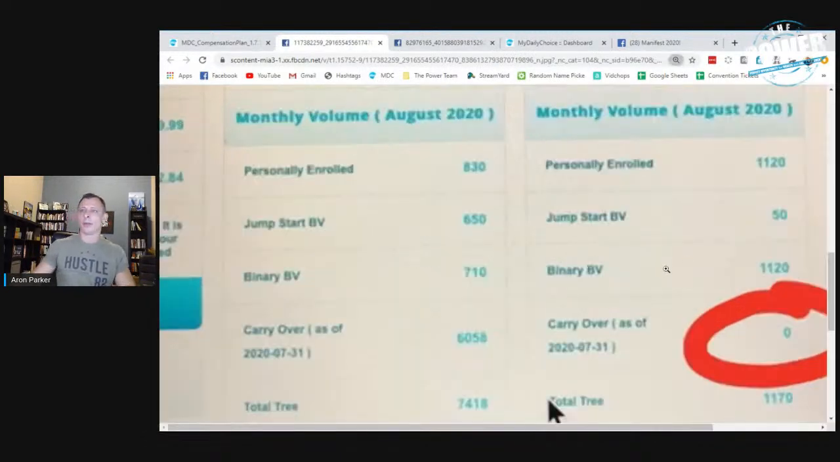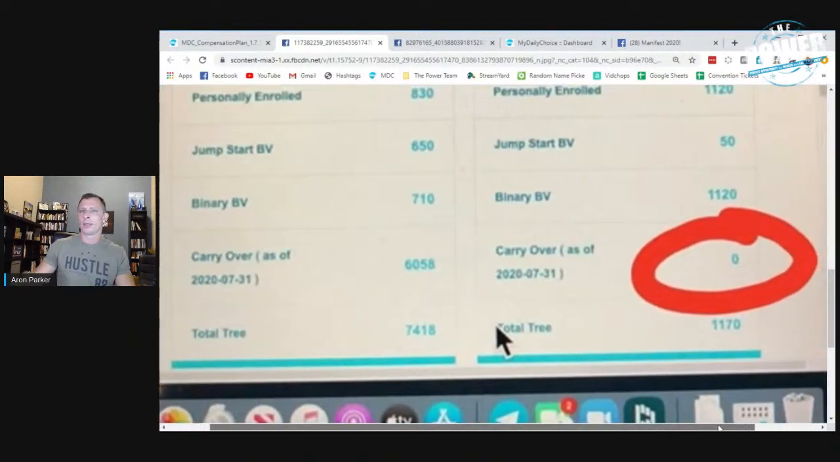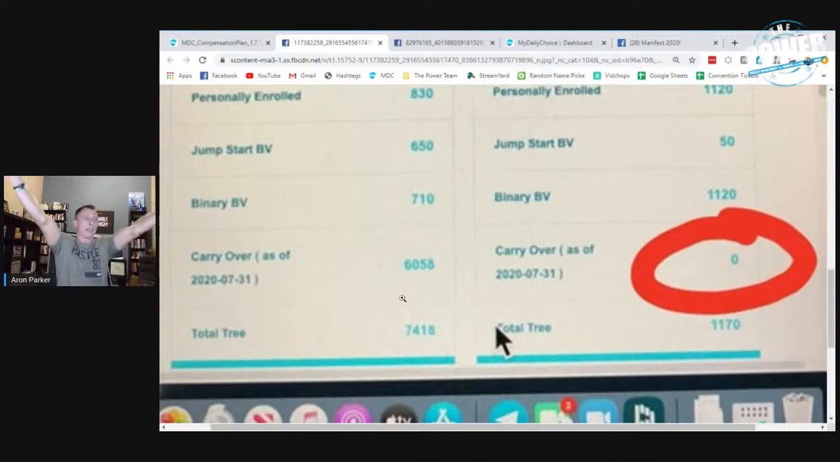Somebody asked me, it's why I'm showing this example. Well, Aaron, I have volume of carryover in my left leg. I got 6,000 in volume on my left leg. How come I'm not getting paid binary commissions? Or better yet, how do I get paid commission on the carryover volume? Anybody want to know that question? Okay. How do we get paid on the carryover volume?